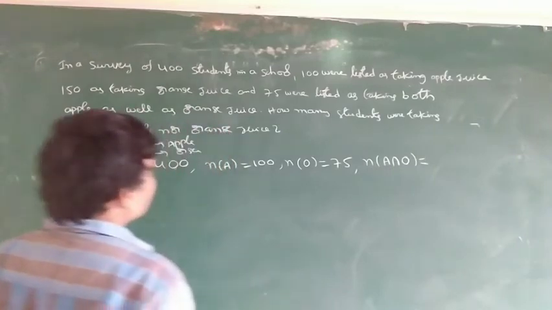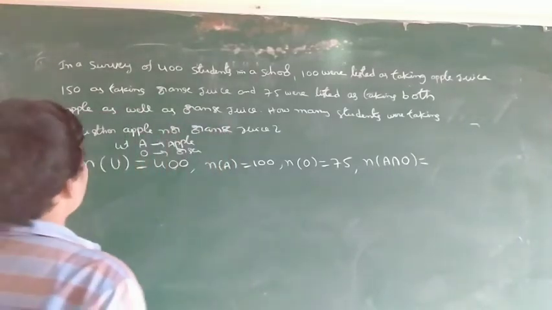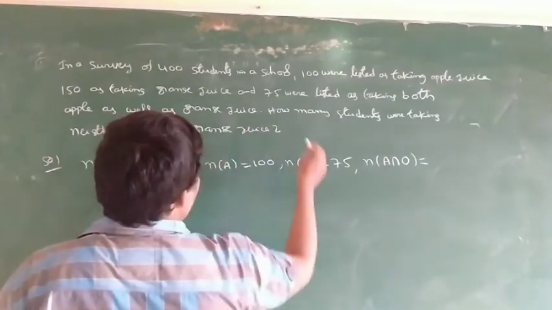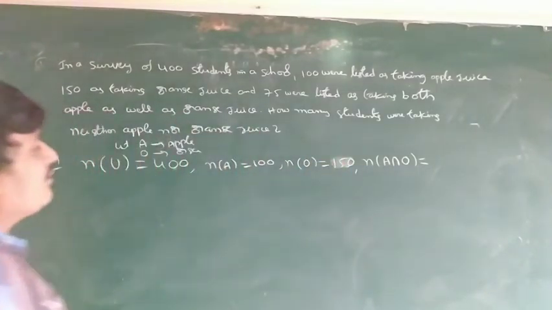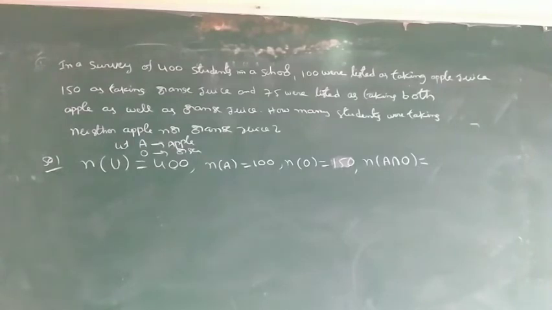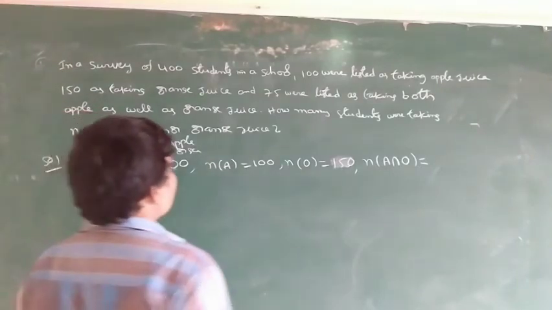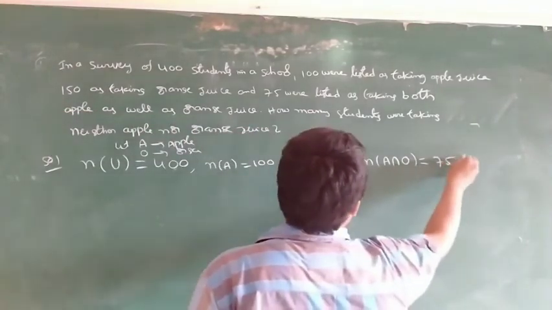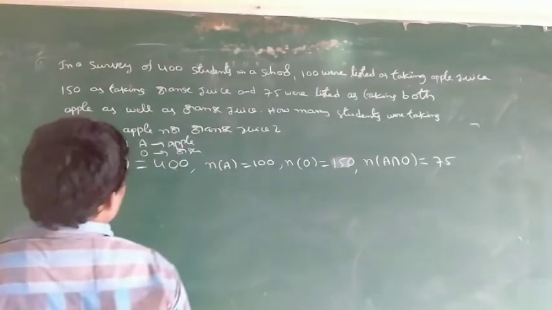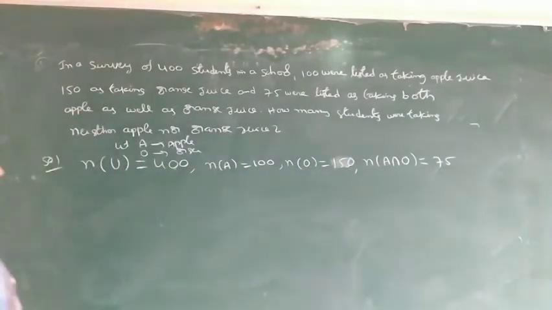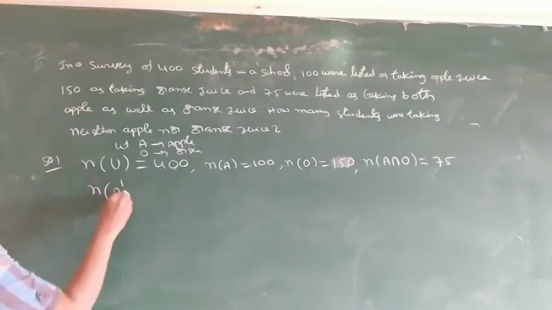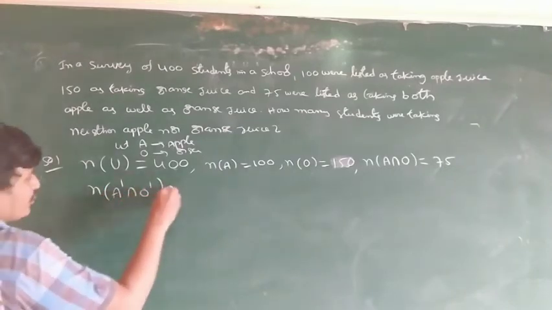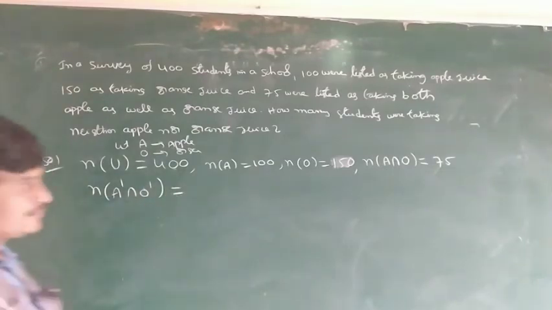So how many taking orange juice? 150. And 75 were listed as taking both apple as well as orange. How many students were taking neither apple nor orange? Neither apple nor orange means both not.